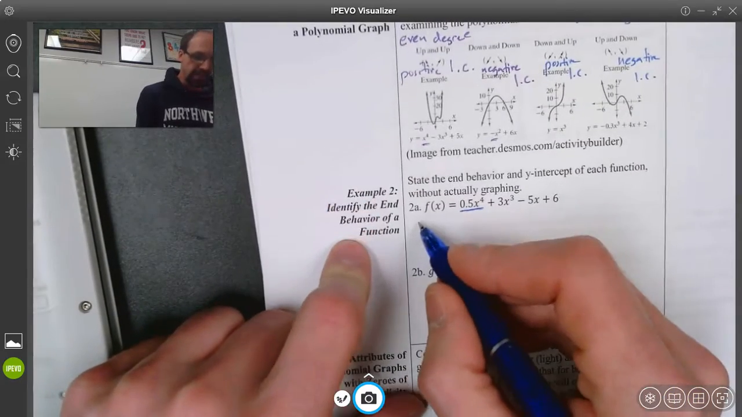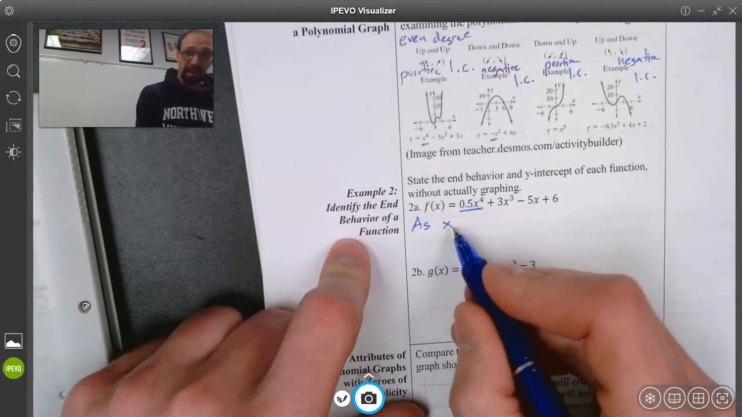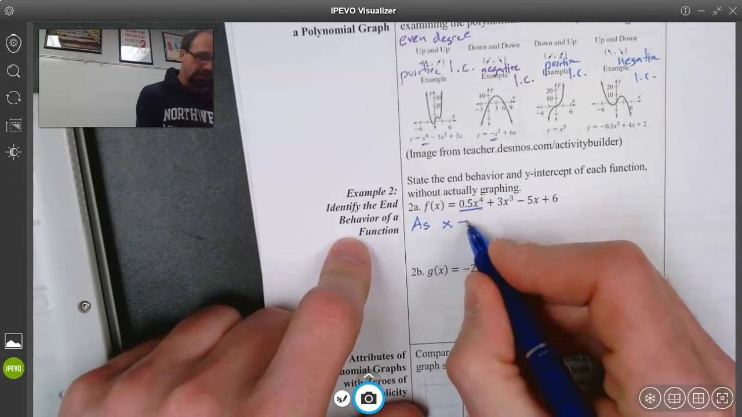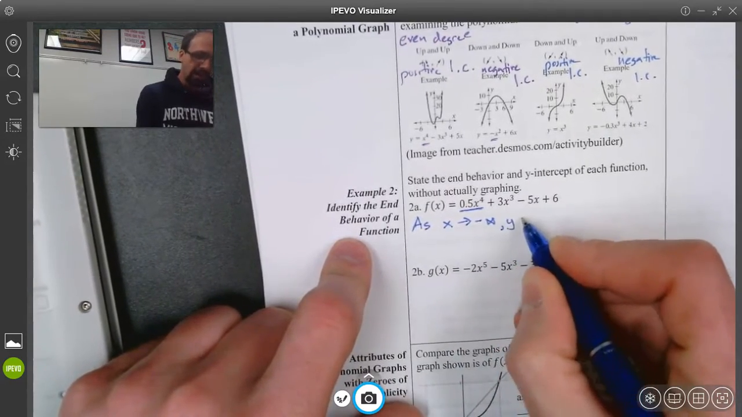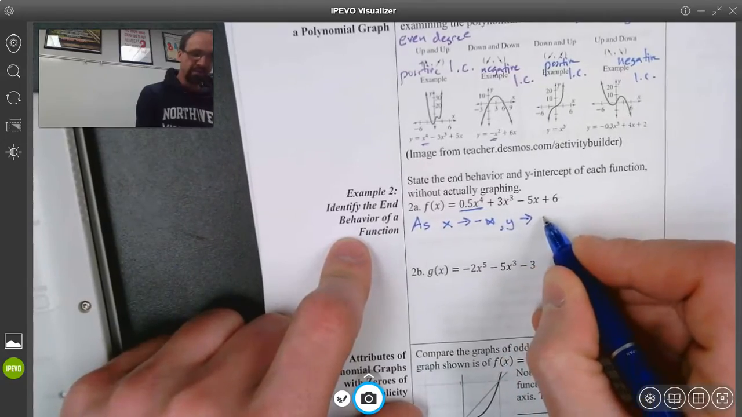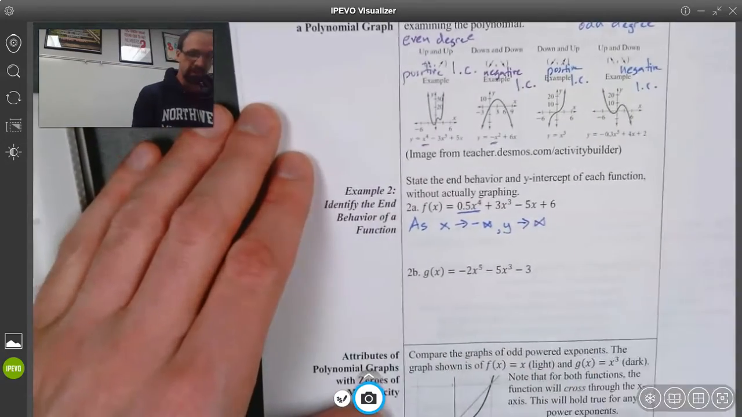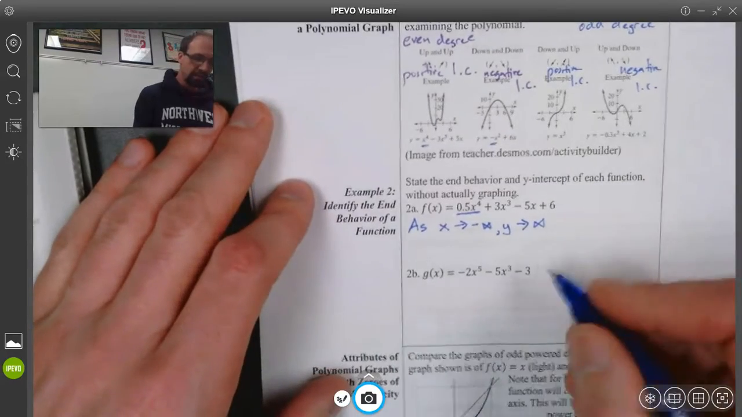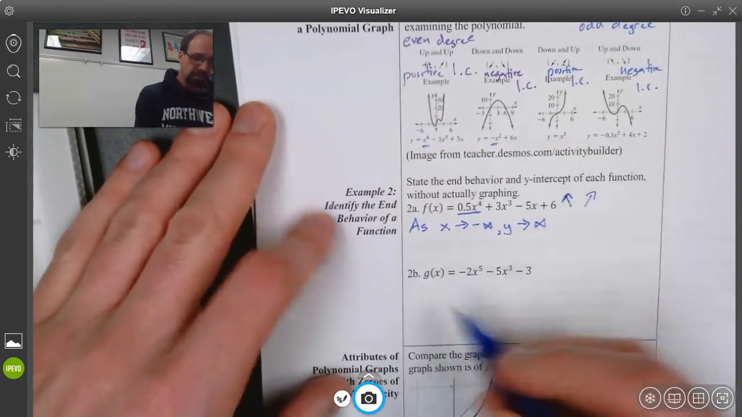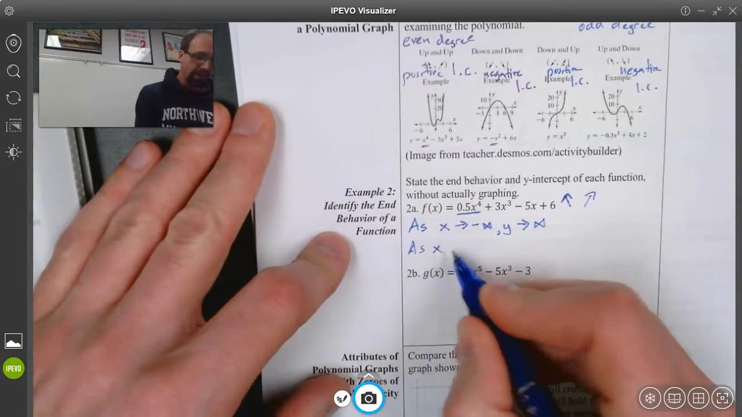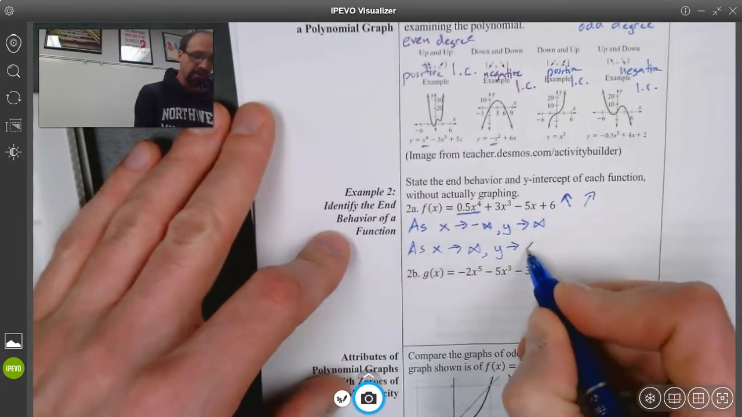So the end behavior, you'll see often written like this: as your x value approaches negative infinity, your y value approaches, now in this example, it's up. So this is positive infinity. Remember, this is up and up. And then as x value approaches infinity, your y value also approaches infinity.